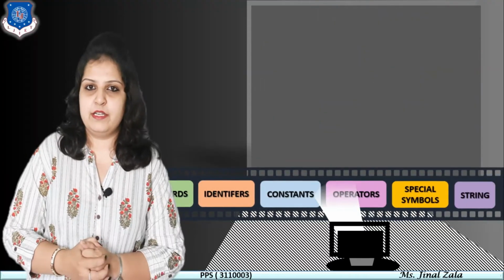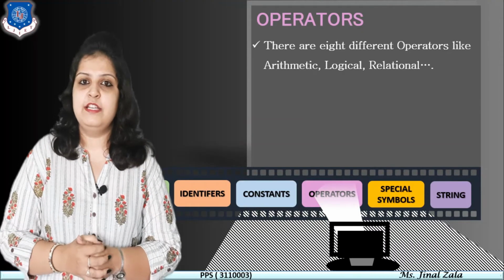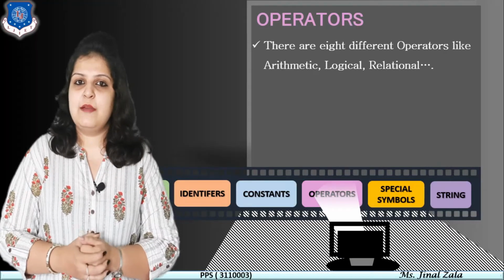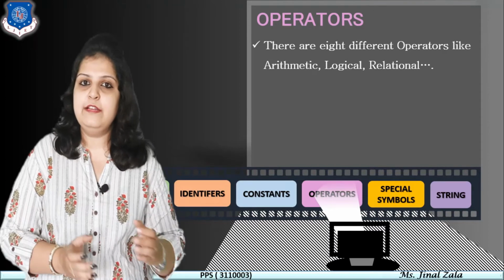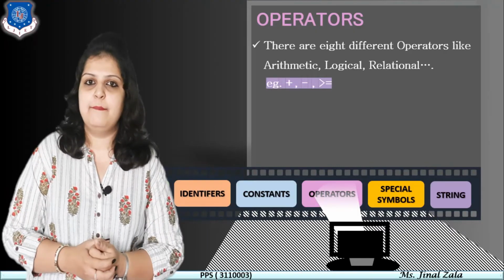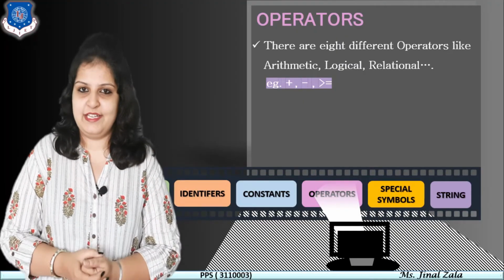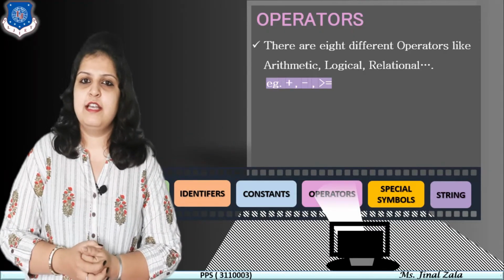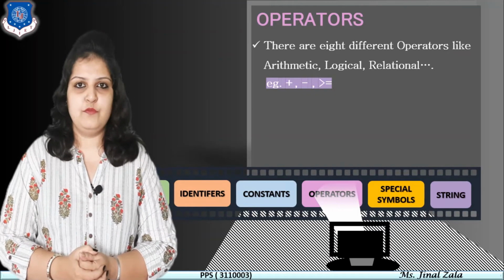Next is operators. We have already learned in the features of C that C contains a rich set of library functions and a rich set of operators. So in this chapter our next video will be on operators and we will learn a total of 8 different types of operators. Here I am writing only 3 to 4 examples like arithmetic operators, logical operators, relational operators, etc. And the examples are plus, minus, greater than, less than, all are examples of operators which we will study further in next videos.